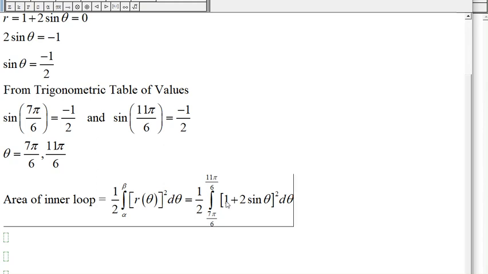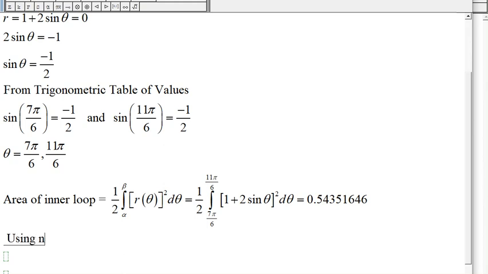And then again, for something like this, if we use a numerical integration method like the trapezoidal rule, this will give us 0.54351646. So we're using a numerical integration method like the trapezoidal rule.